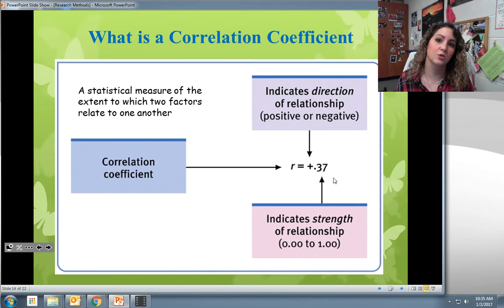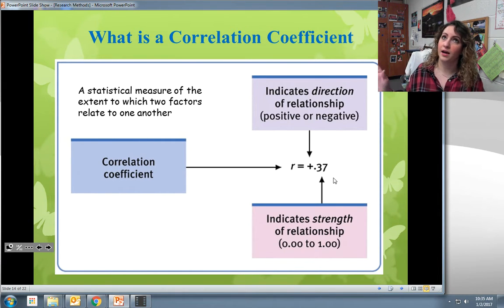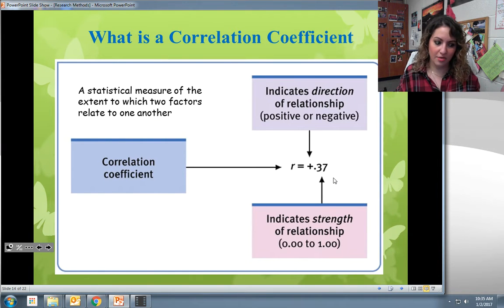So a +1 would be a perfect positive relationship. -1 would be a perfect negative relationship. And then if it's a 0, that means there's no relationship whatsoever. So the closer it is to either +1 or -1, the stronger that relationship. The more this leads to this, the more that leads to this. The closer to 0, the more it's likely due to chance.